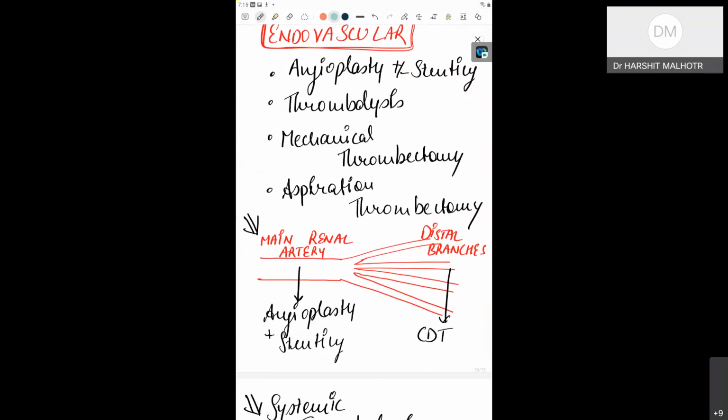Now, main renal artery involvement. Basically, when the main renal artery is involved, in which there is renal artery stenosis per se, we can perform endovascular procedures easily, and hence we can perform angioplasty, and plus or minus stenting can be done for the main event. Plus, if the distal branches are involved, then CDT becomes the main choice of endovascular procedure for these cases, because when there is a specific catheter directed thrombolysis being done, it thrombolyzes the distal branches also.